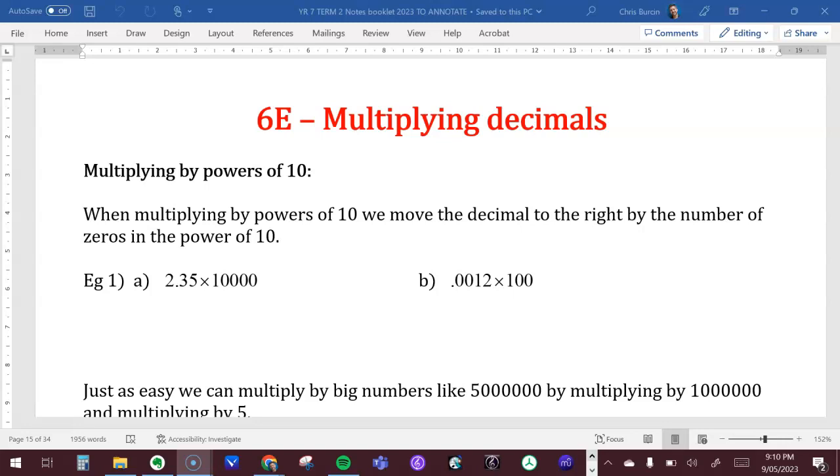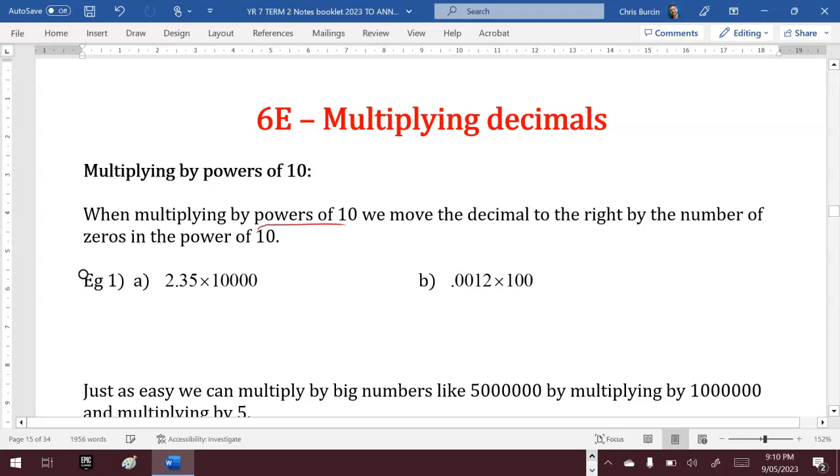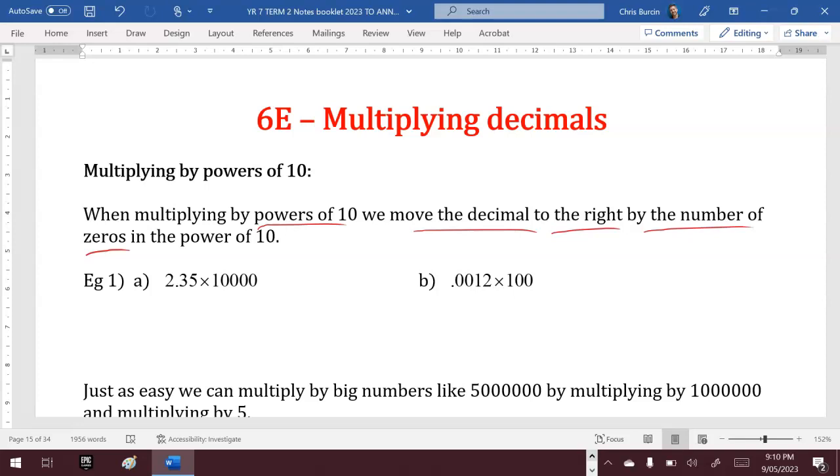Okay, multiplying by powers of 10 is not that hard. When you multiply by powers of 10, we move the decimal to the right by the number of zeros in the power of 10. So this power of 10 here is 10,000. How many zeros do we have? 1, 2, 3, 4. There are 4.